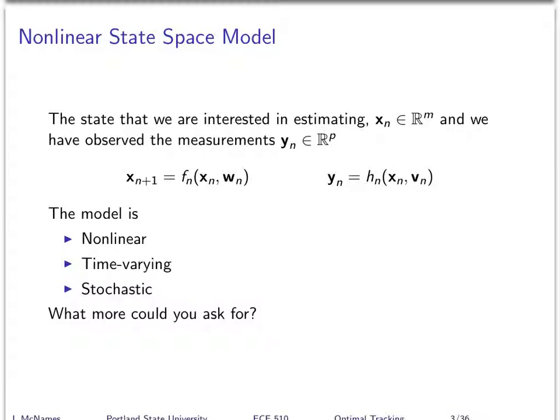This model, the functions f of n and h of n, everything is multivariate. All of these are vectors.